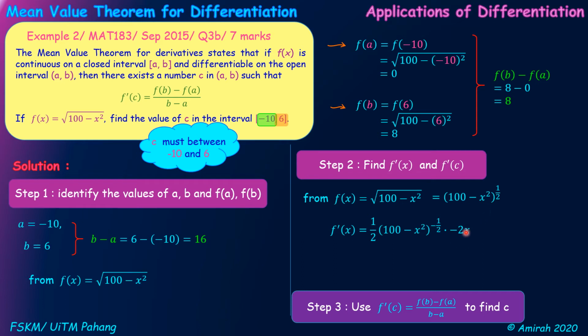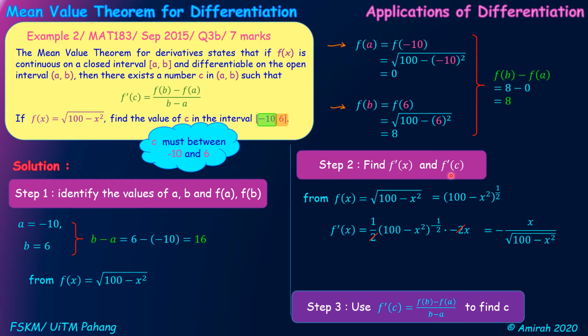Okay, so we get negative 2x here. After that, we can simplify the 2 here. Then we get negative. And then we can move down to the power of negative half. When we move down, we get to the power of positive half, and to the power of positive half means square root. So we get the denominator square root of 100 minus x squared. This is our f prime x.